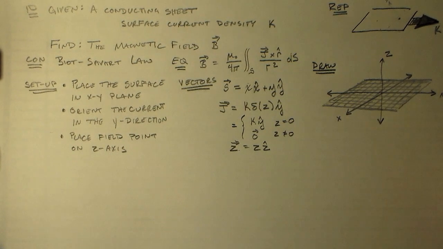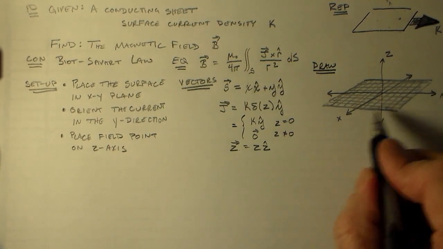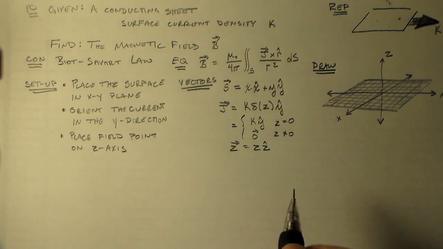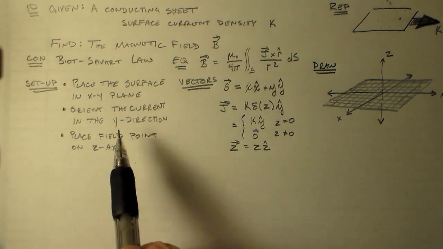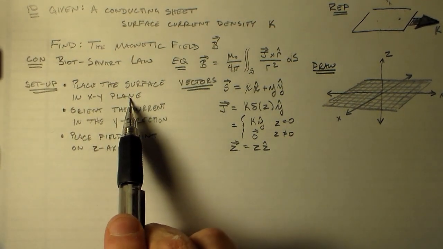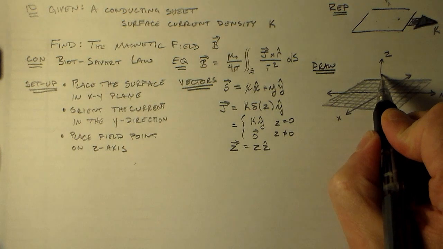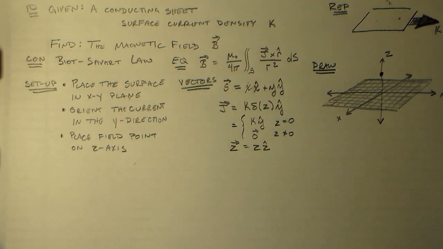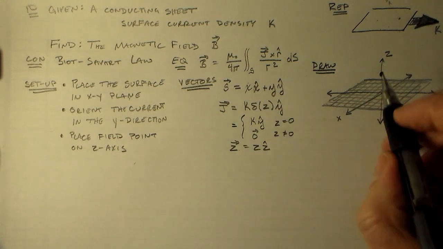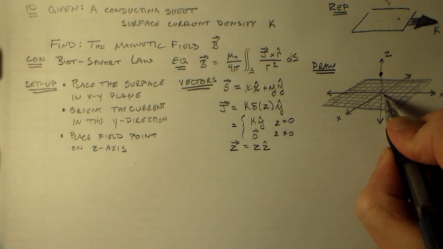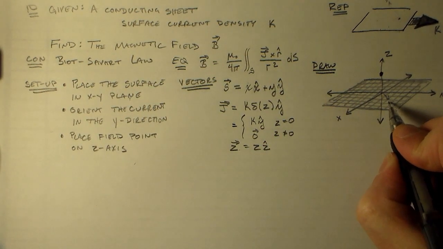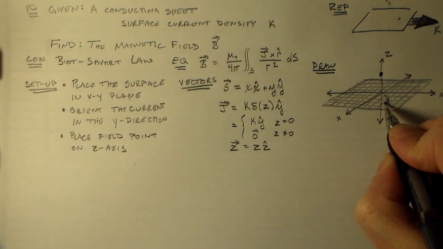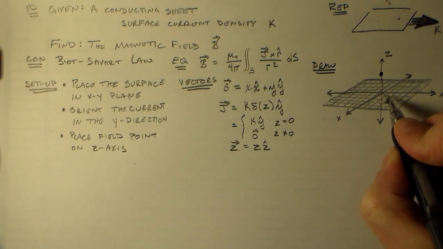So something like that. So that's our xy plane, and that's our surface that's carrying the current. And then up here on the z-axis somewhere is our field point, right? So some point on the surface S is going to be like one of these things here. So this is S here, right?